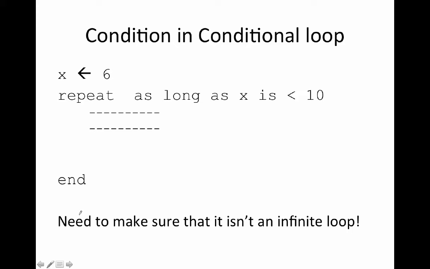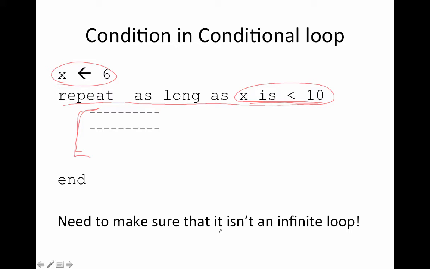So let's take a look at what we might have as a condition in the conditional loop. So we might start with an assignment statement that assigns a value 6 to a variable x. And then the conditional loop says repeat as long as x is less than 10 the statements in the action. So x is 6, x is less than 10, that's true. So we're going to repeat as long as that condition is true the statements here in the action.